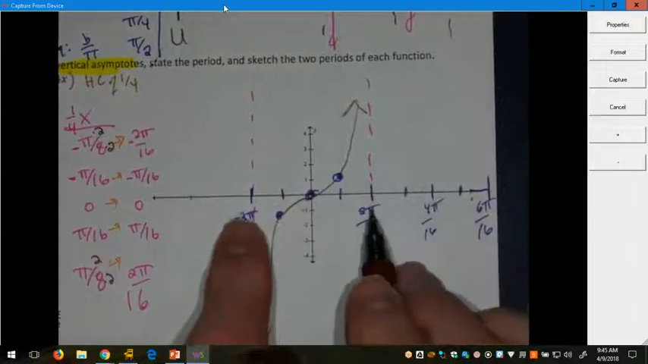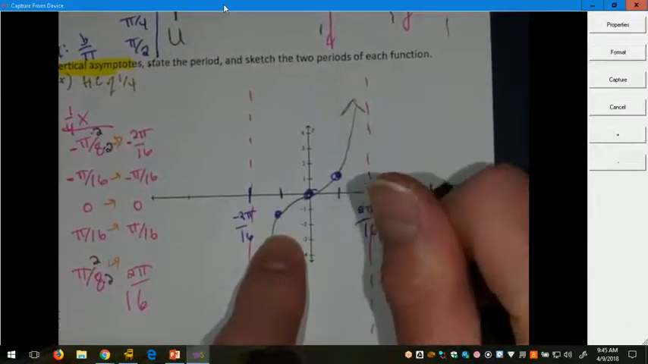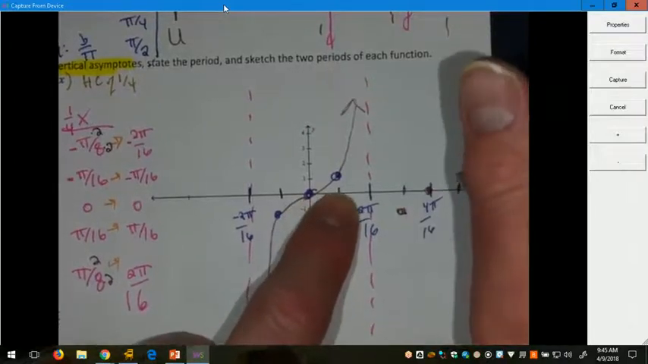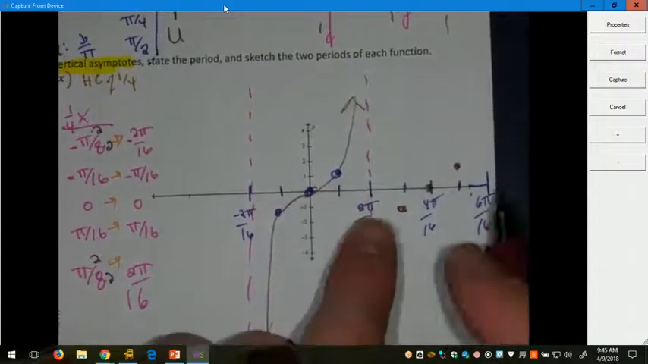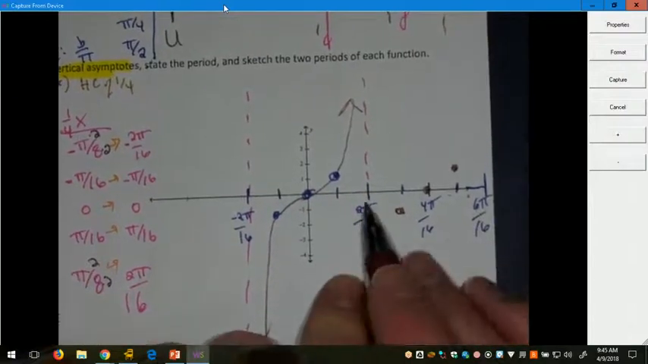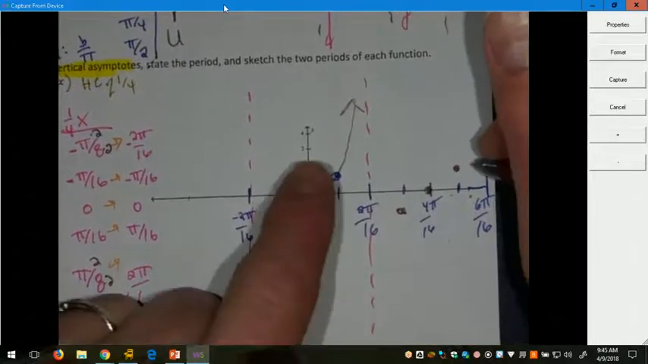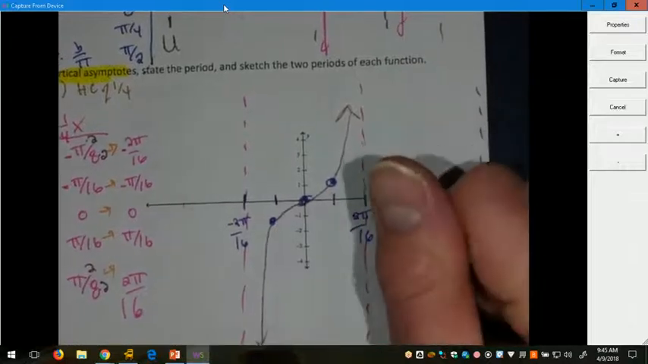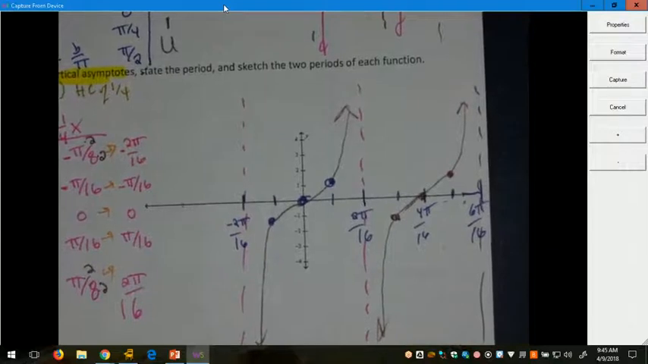So the next one from this first one has to be down at negative 1. The second one over has to be at 0. The third one over has to be at 1. And the fourth one over, that's why it's the 6 pi over 16, it's 4 pi over 16 units over, is my next vertical asymptote. So I'm just repeating the pattern.